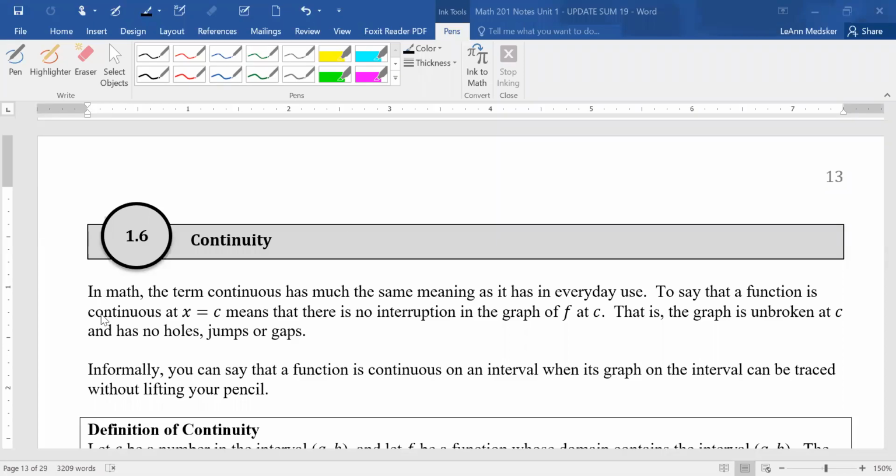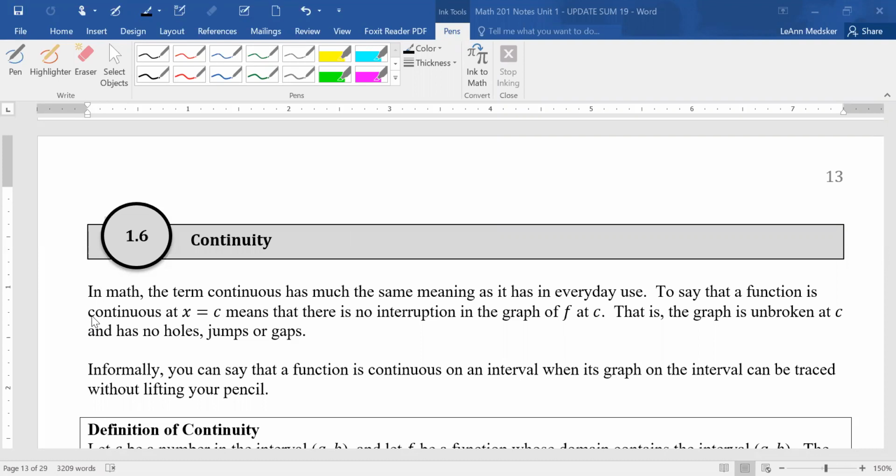Right, this is the pre-video for section 1.6 and also 2.1. So in math, we're talking about some now calculus topics. One of those topics is continuity, and the word continuous has much of the meaning that you would think it would mean.